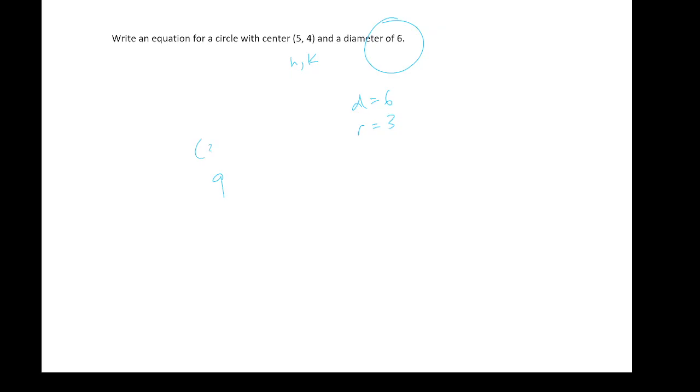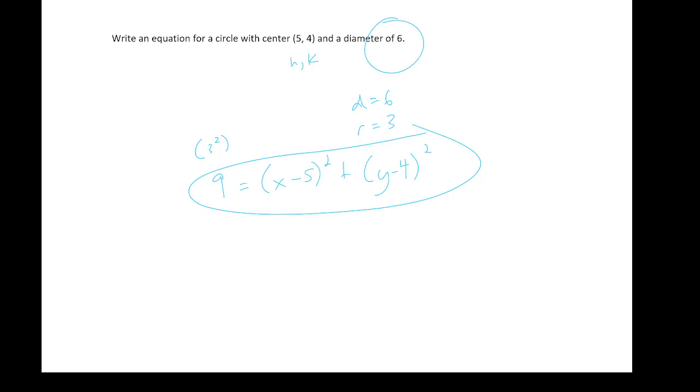All right? 3 squared is equal to x minus, here's your h, which is 5, squared plus y, and what's your k? All right, y minus k, in this case, it's 4 squared. Gentlemen, this is it. That's it. You're done. All right? It's not that crazy, not that complex of a thing to do, okay?